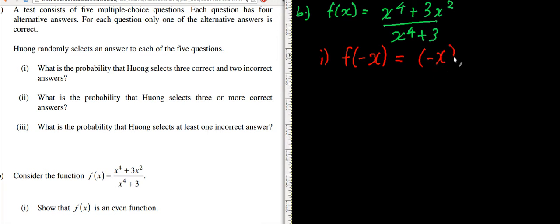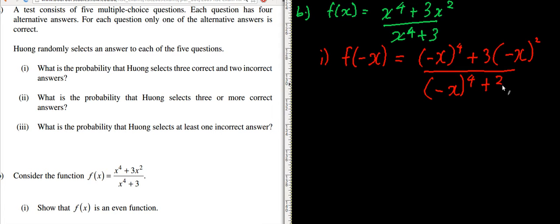So it's going to be minus x all to the power of 4. Now remember, it's all to the power of 4. That's the key word over here. And then it's going to be 3 minus x all to the power of 2. And when I say all, I mean the minus x, right? And then same thing at the bottom, so it'll be minus x to the power of 4 plus 3.